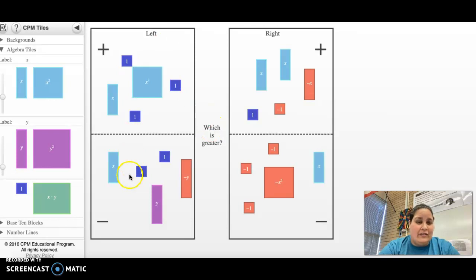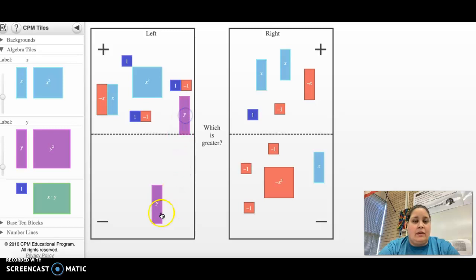So we're going to look at the left side first. We're going to do rule number 1. Flip everything to the top. And as I'm flipping it, I'm going to change its sign. As I flip it, I'm going to change its sign. Perfect. Everything's flipped. Now I can remove 0 pairs.